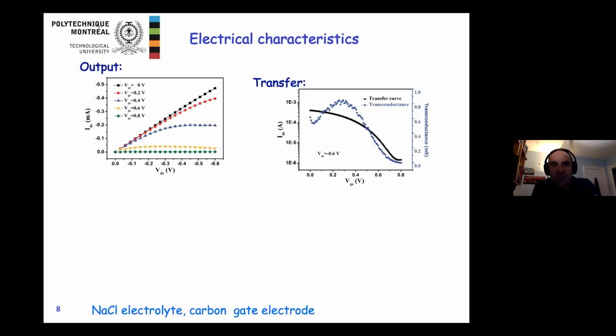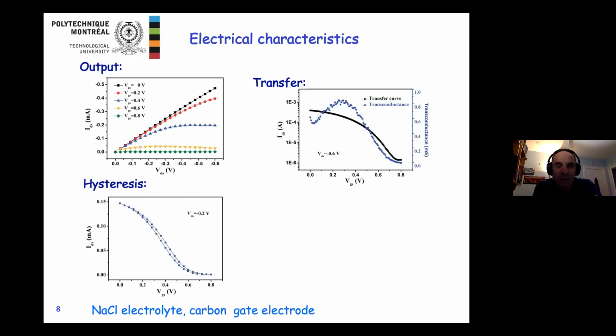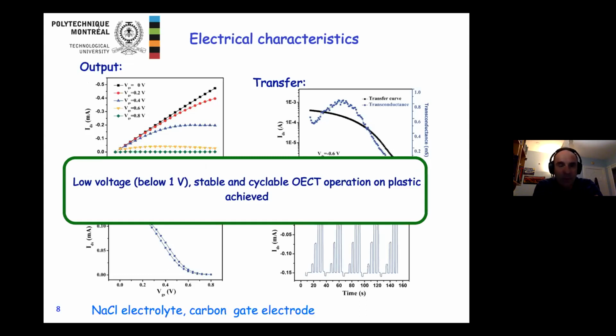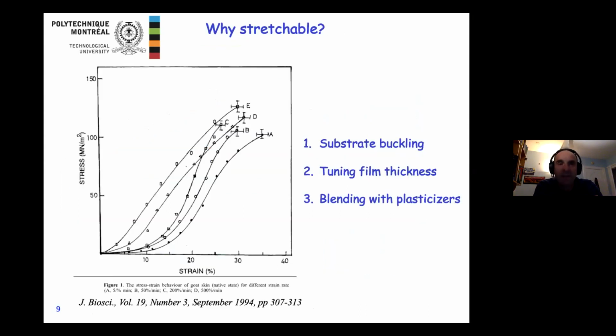So on the other side of the slide, you can see the transfer characteristics, which also show you that the transconductance is relatively good, and also the on-off ratio is about 1000, which is not bad for an operation range below 1 volt. Then we can also show that we don't have much hysteresis, and that if we cycle the devices a few times, the performance stays unchanged. So the key here is low voltage, stable and cyclable devices, and operation on plastic.